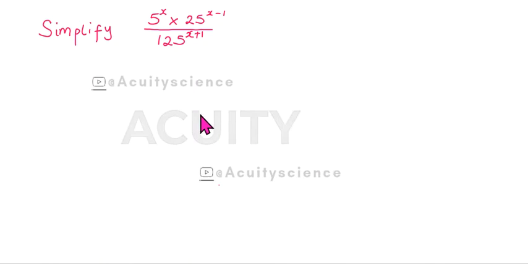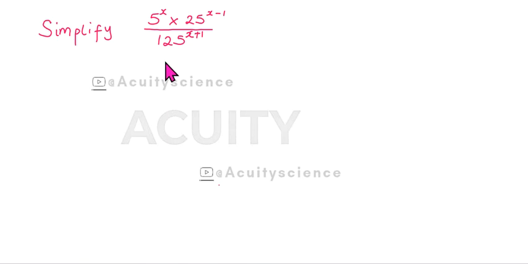Alright, so let's study this. We have 5 raised to the power x times 25 raised to the power x minus 1, all divided by 125 raised to the power x plus 1. Okay, so you see, we can put these numbers, 125 and 25, in index form such that the bases are 5 and we can apply laws of indices.